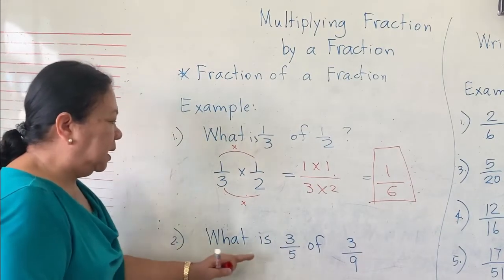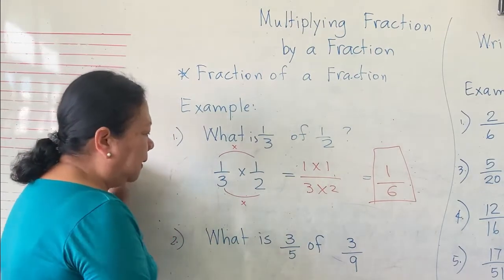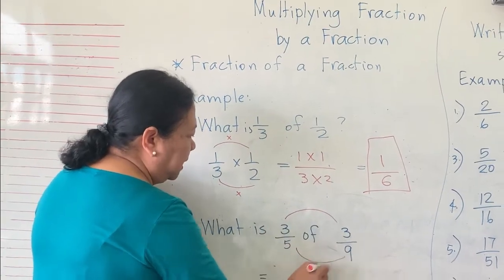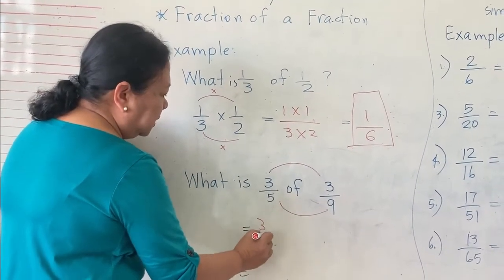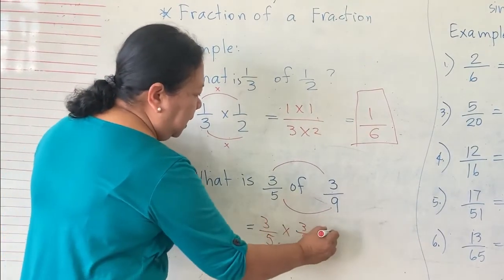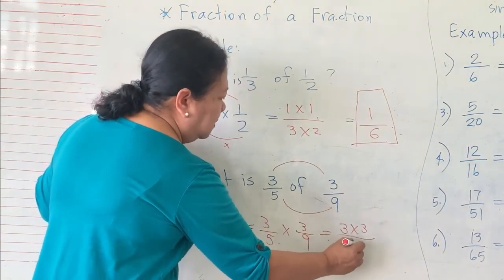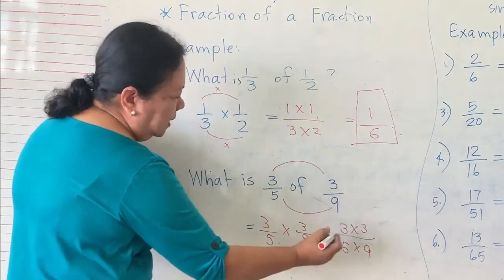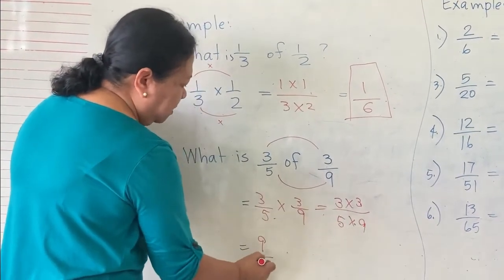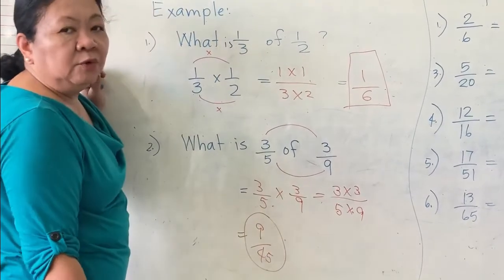Another, what is 3/5 of 3 over 9? So, again, we will multiply the numerator by the numerator and denominator by the denominator. That is 3 over 5 times 3 over 9, and then it will be equal to 3 times 3 over 5 times 9. And then 3 times 3 is 9, 5 times 9 is 45. So the answer is 9 over 45.